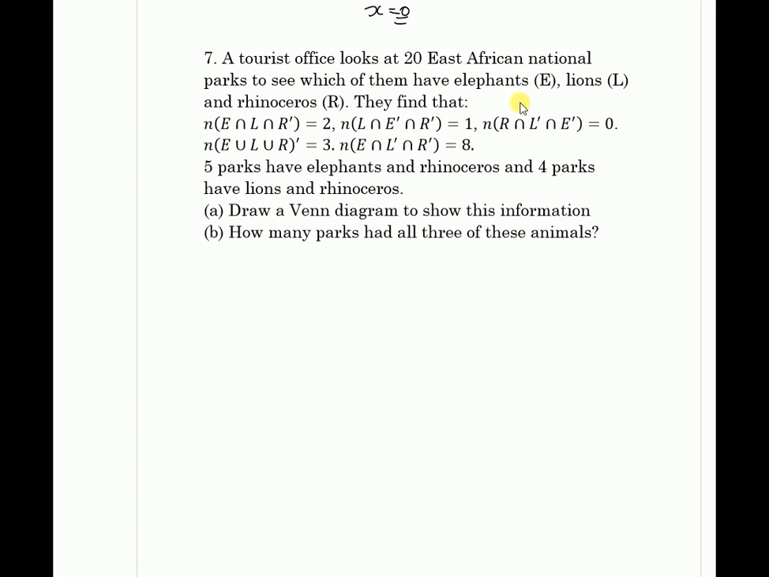So they have done a lot of analysis here. I'll just make a Venn diagram.